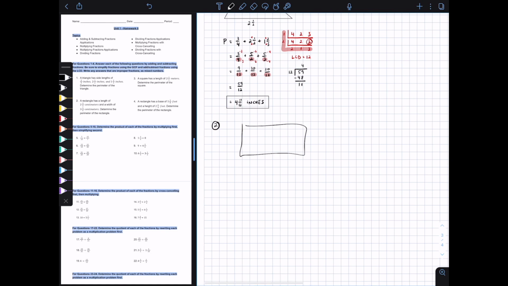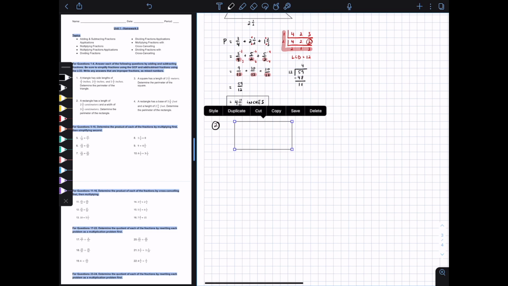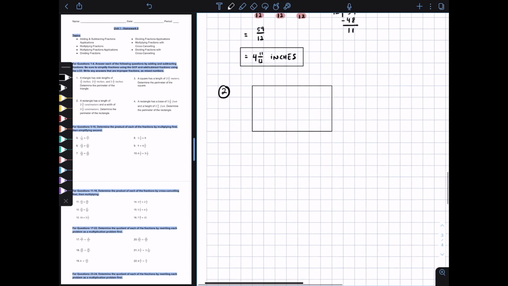So they say we have a rectangle. There's a rectangle. Just keep in mind rectangles have 4 sides, and what dimensions do they tell us here? They say 3 5/6, I'll put that along the longer side, and then 2 3/4, I'll put that along the shorter side.